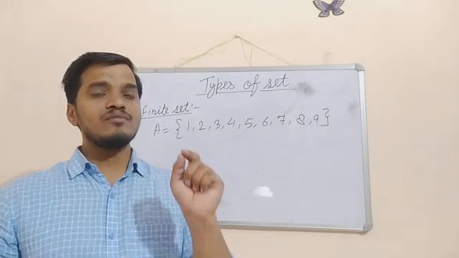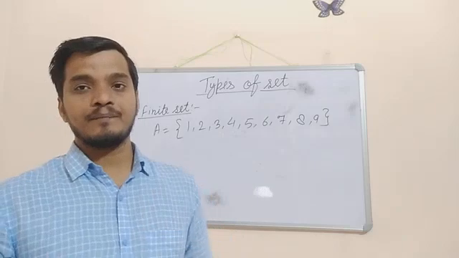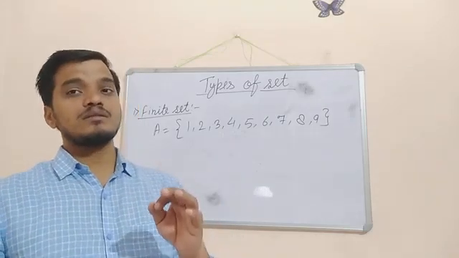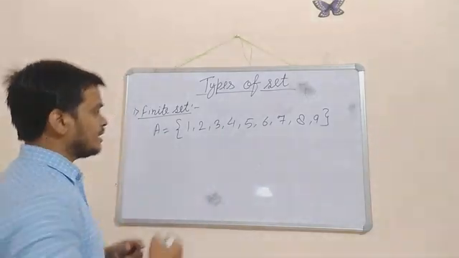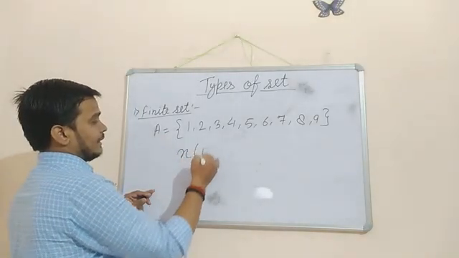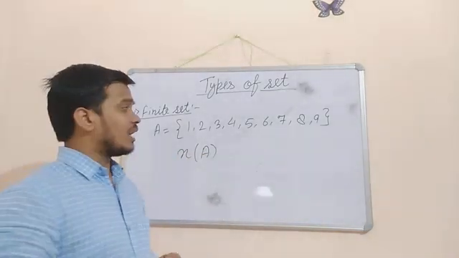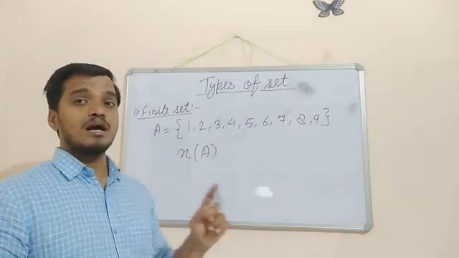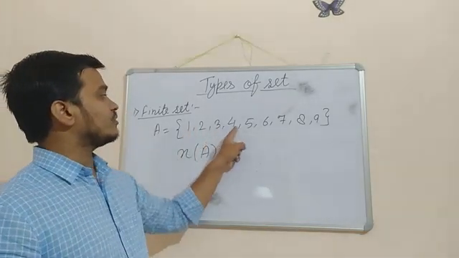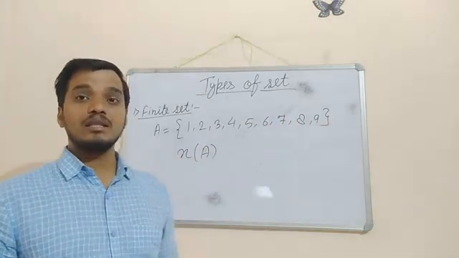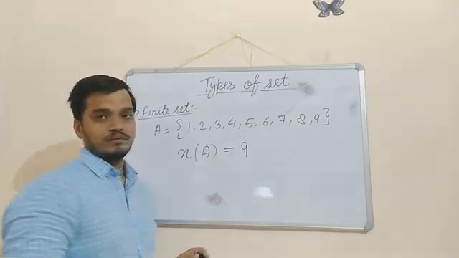Whenever a finite set is there, you can count its cardinal number. Cardinal number means the number of objects you have written in the set. So here n(A) is what we call the cardinal number. The cardinal number of a set means how many elements are there in the set. So how many elements? 1, 2, 3, 4, 5, 6, 7, 8, 9. So a total of 9 elements are there in the set.